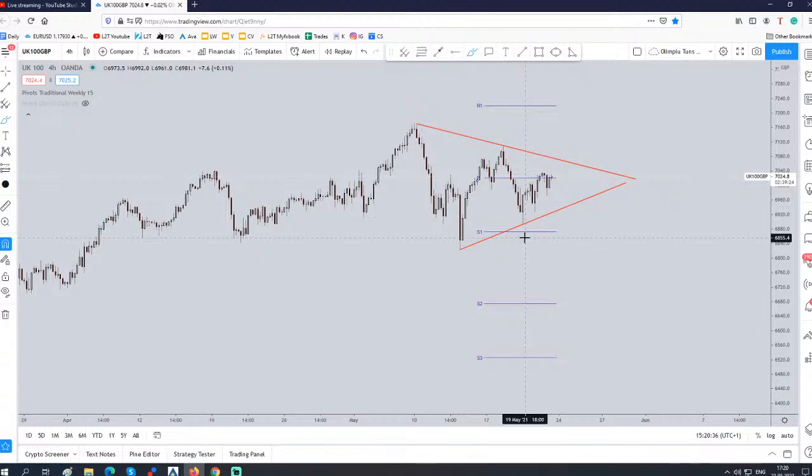Okay, so we will talk about this one in our upcoming webinars, guys. Let's move forward. Australian dollar versus the US dollar. Thank you guys for your messages.